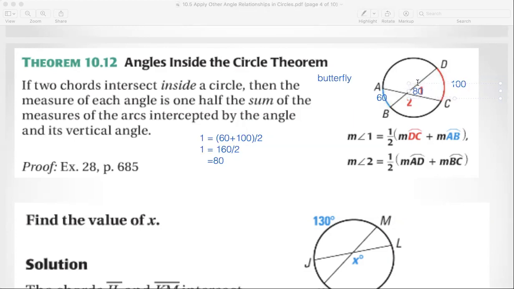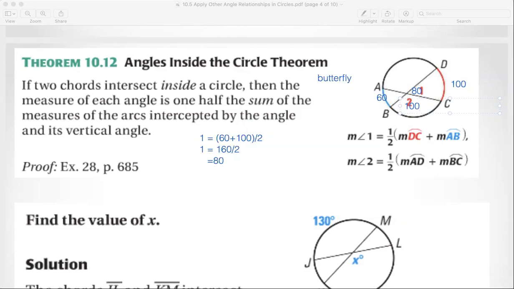It's simply just taking the average. Now to find angle 2, you know angle 2 is supplementary to 80. So if this is 80, then angle 2 has to be 100 because 2 and 1 are supplementary. Now this 100 has no relationship to the red arc here being 100. It just happens to be the numbers that I picked.